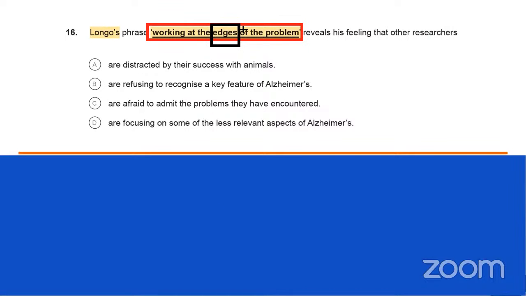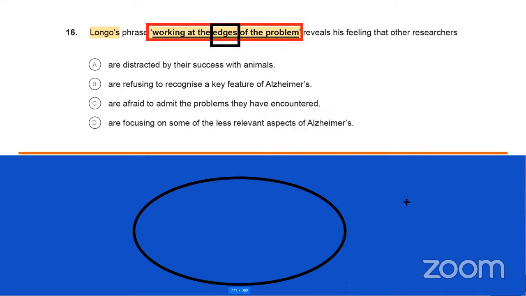Now, for example, there is a problem. Let us take a problem. So this is a problem. Now what is happening? Everyone is working here, at the edges of the problem. Problem is there, they are working at the edges. What does this mean? He is feeling that other researchers are working at the edges of the problem.